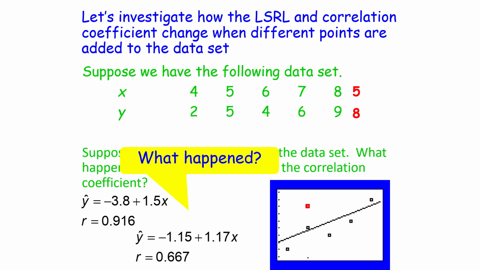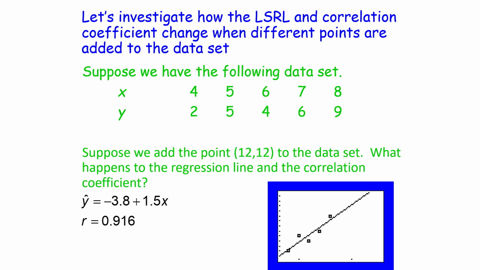So here, you should have gotten a y hat of negative 1.15 plus 1.17x with a correlation coefficient of 0.667. And what happened? Well, our LSRL is now not quite as strong. Our relationship is moderate because we went from 0.916 to 0.667.